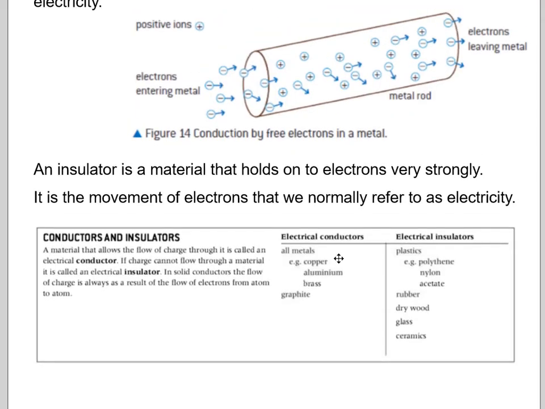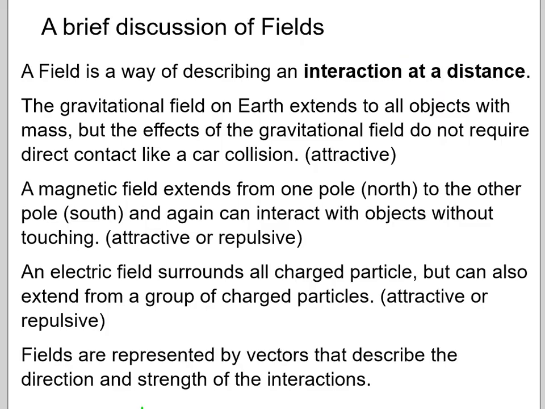So examples of conductors: copper, aluminum, brass, graphite, all metals. Electrical insulators: plastics, rubber, dry wood, glass, ceramics. And if you think of some of the things around your house where electricity is used, specifically lights, you'll notice that there's normally some sort of conductor surrounded by some sort of insulator. Okay, so if you get a chance, go look around your house, see what you have.